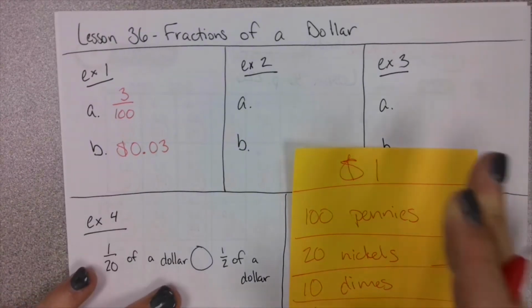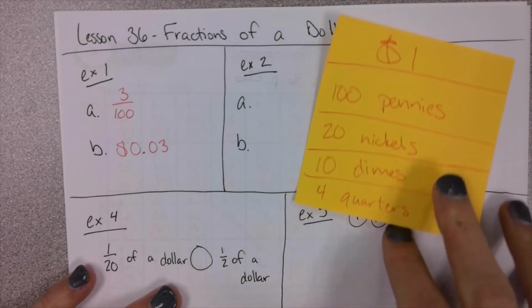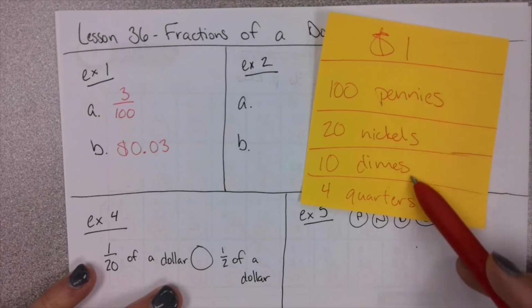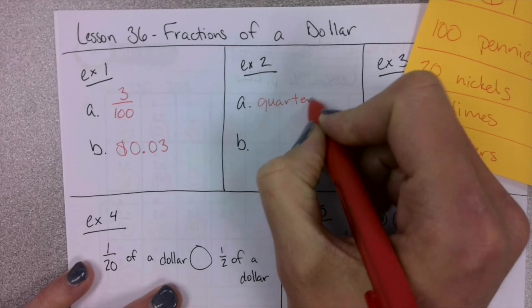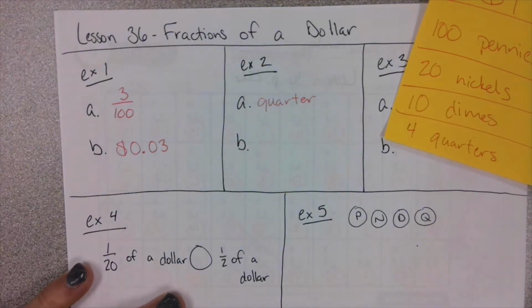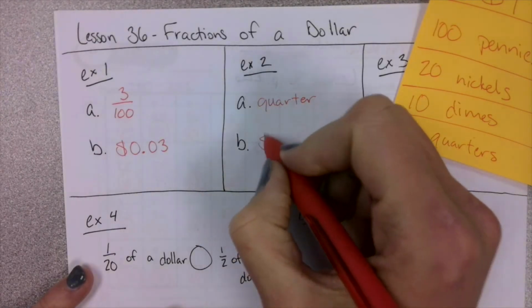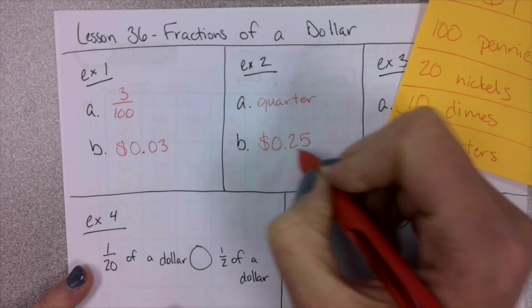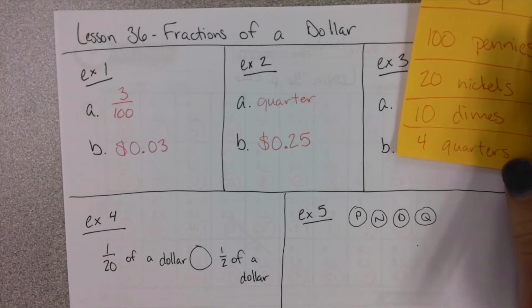Example 2. Which coin equals 1/4 of $1? Well, which one of these has 4 in $1? Quarters. So a quarter is 1/4 of $1. It says write 1/4 of $1 using a dollar sign and decimal point. Well, how many cents are in a quarter? 25. So 1/4 of $1 is 25 cents. $0.25.